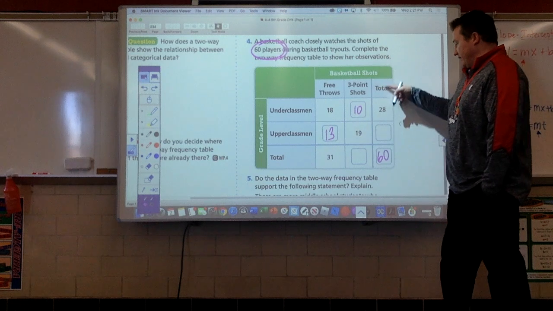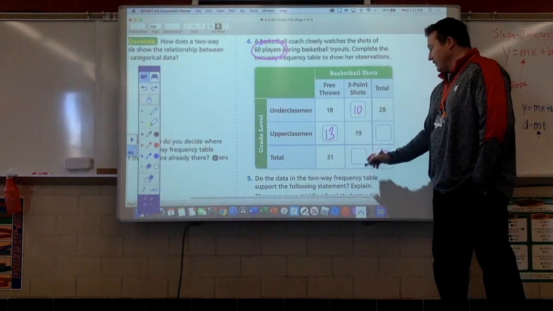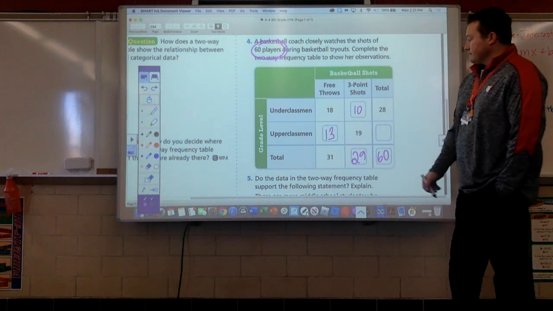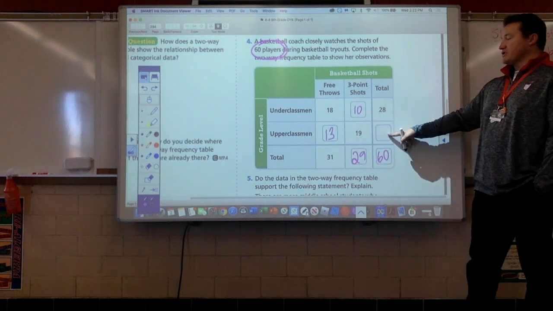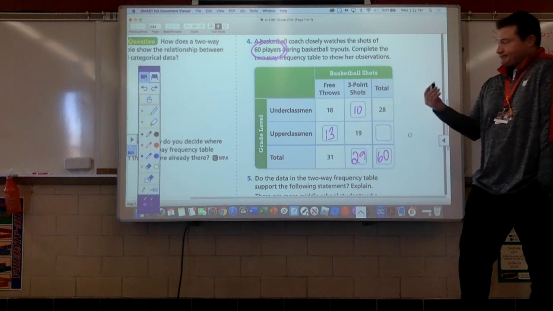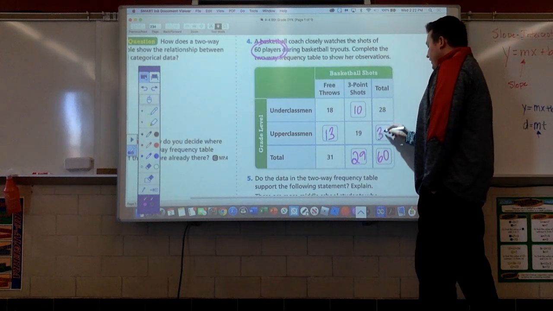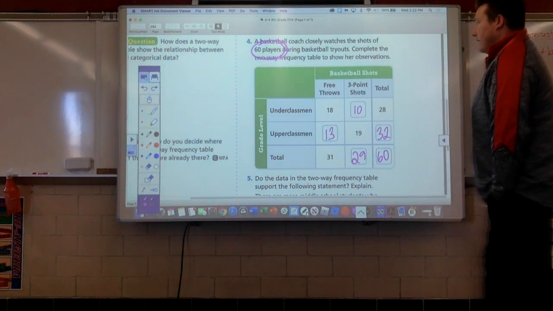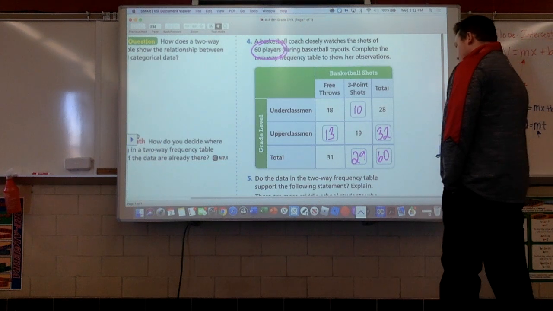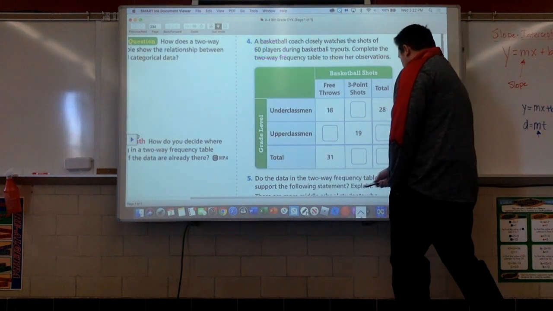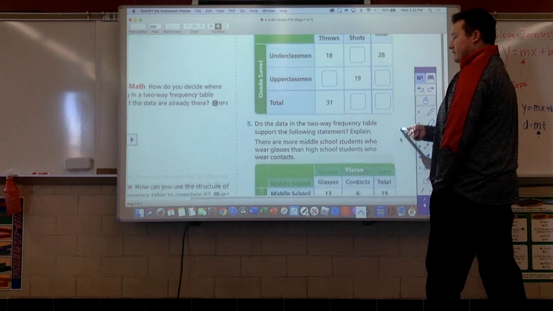Now we can just add these up. Boom, 10, and I believe that to be 29. And you can either add across the row, or you could say, hey, 28 plus something gives me 60. Either way, we're still going to get the same number, and that's 32. Awesome. Unless I messed up somewhere, Mr. Noel, I think that's the right stuff.